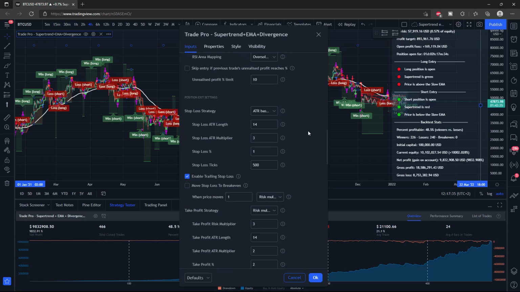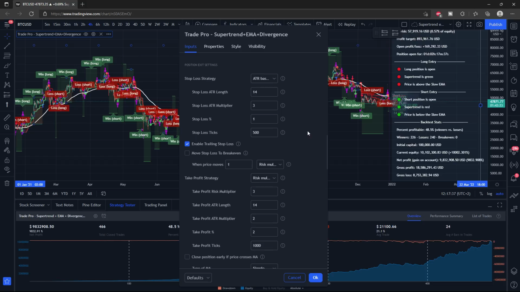And a couple really important things here are the position exit settings, so stop loss strategy, and also the take profit strategy. And this is going to be one of your main things that you can play around with to change the results significantly. You can choose to set the stop loss based on the super trend itself, the ATR, percent based, ATR and percent based, tick based. I have it set to ATR for these results here. And I have the ATR set to 3. You can change it to whatever ATR you would like.